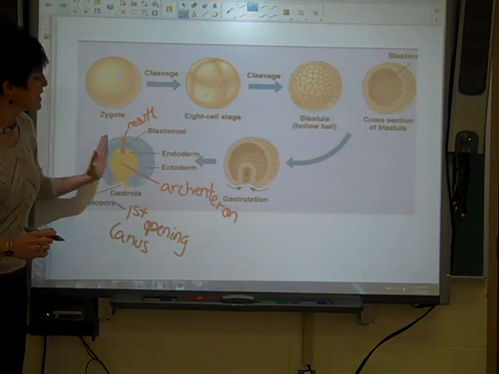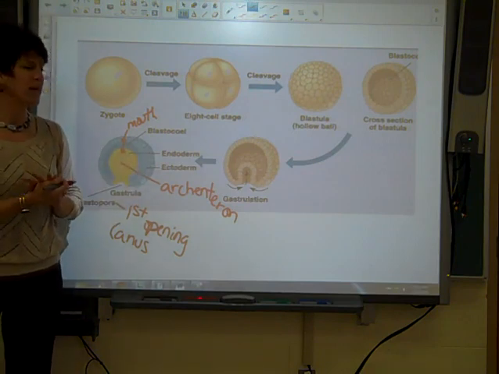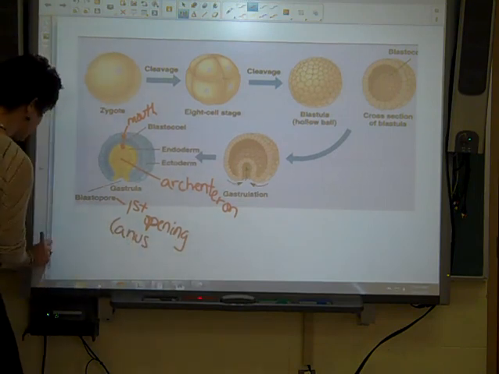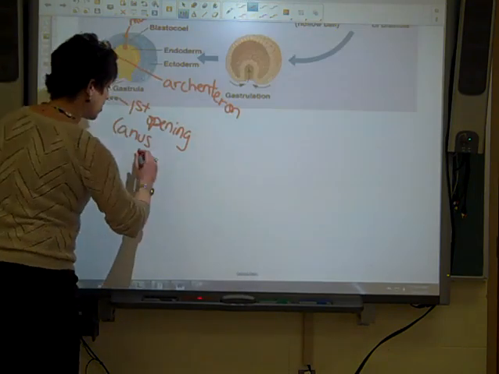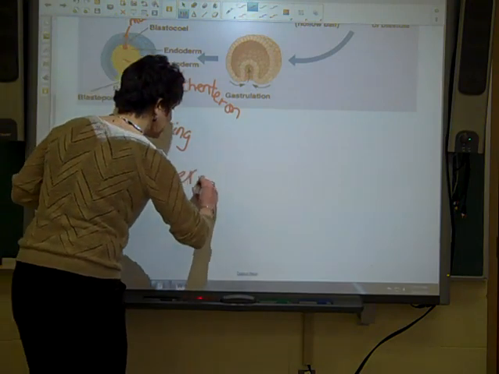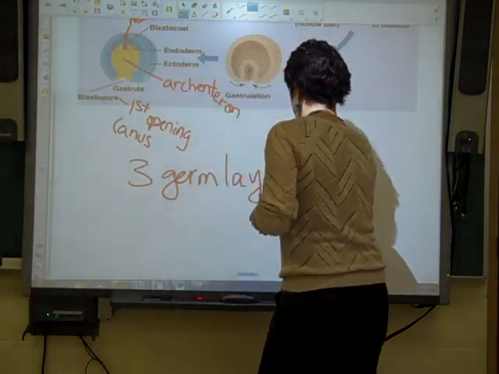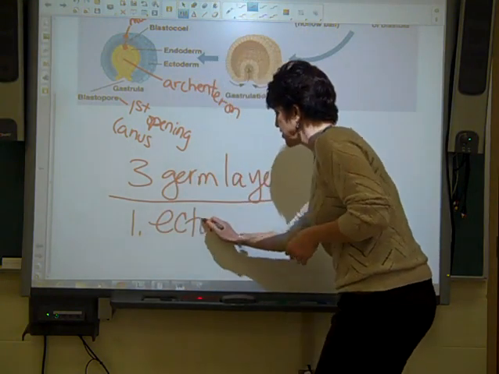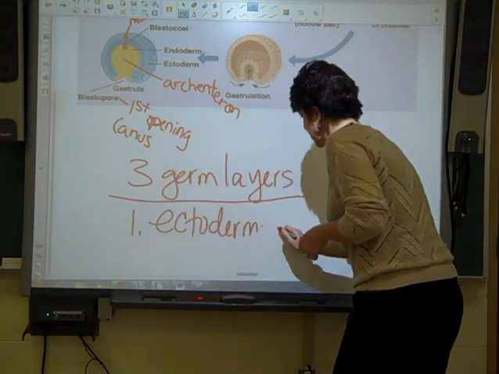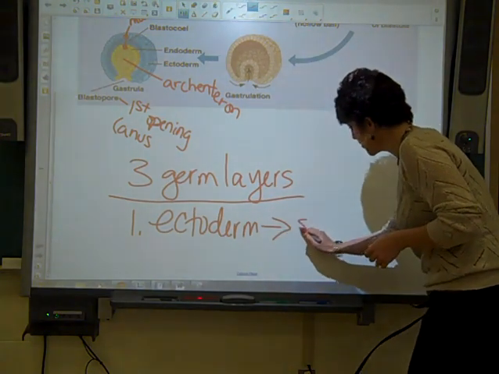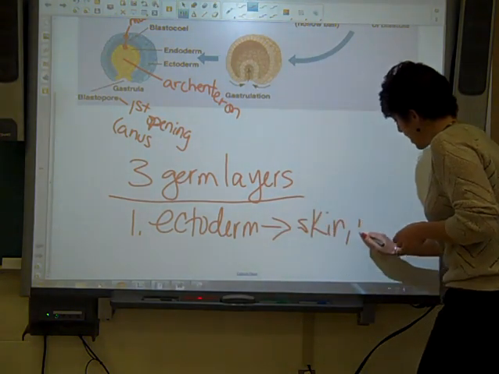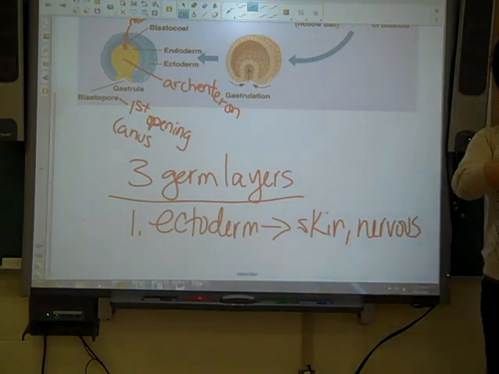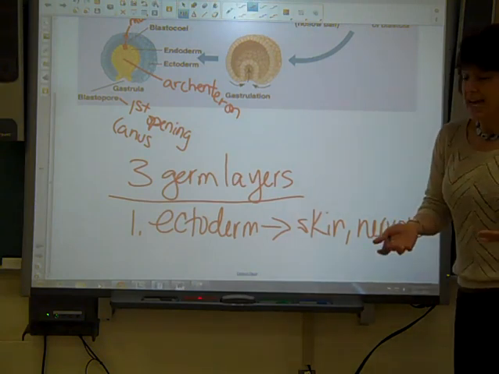Now these 3 tissue layers, they're called germ layers. Each germ layer is going to take on a different job in your body. So we're going to write 3 germ layers. The outermost layer is called the ectoderm. And the ectoderm gives rise to your skin and your nervous system. So think of it, that is the most outer part, and that is what is the outer part of your body.